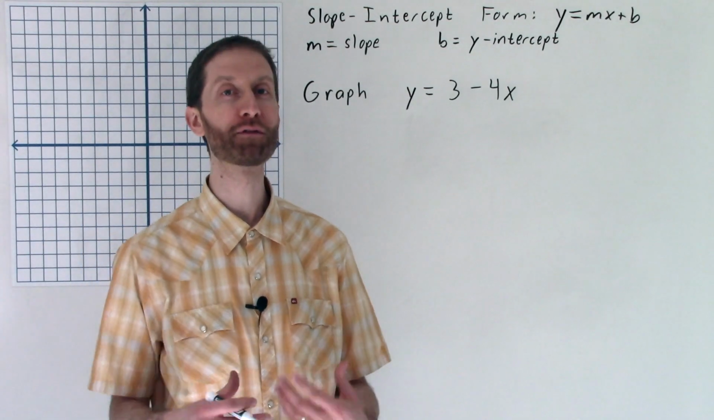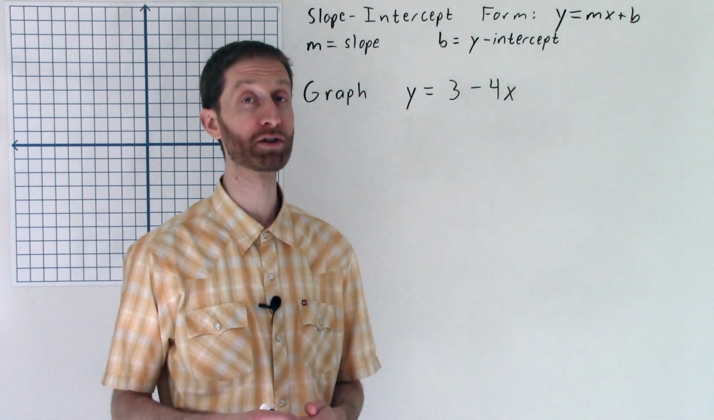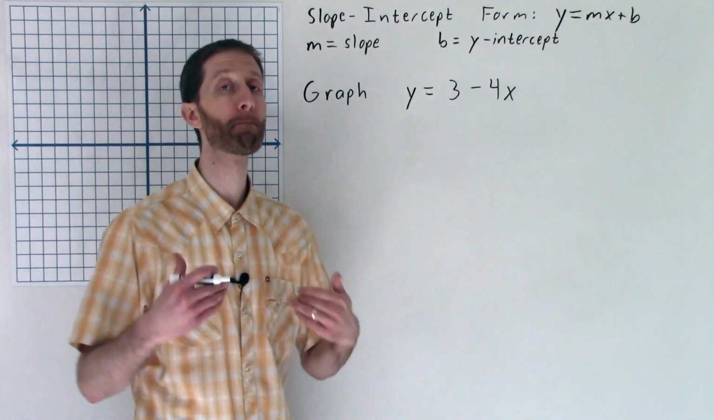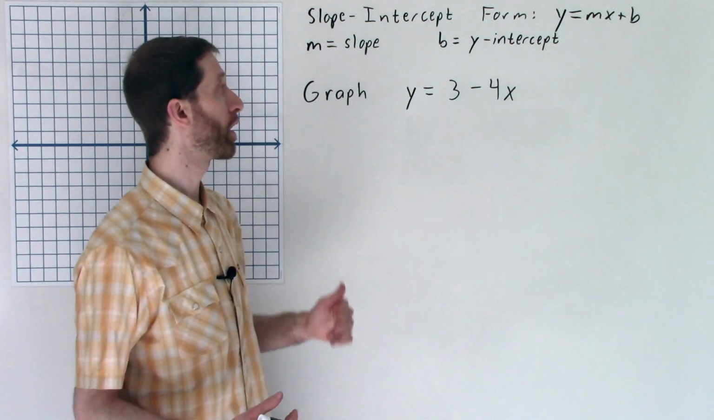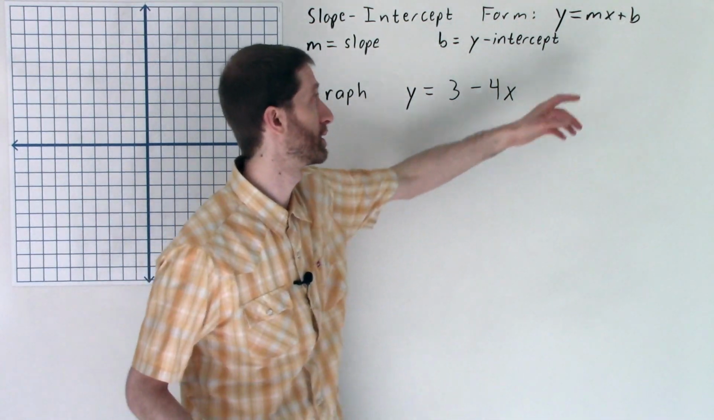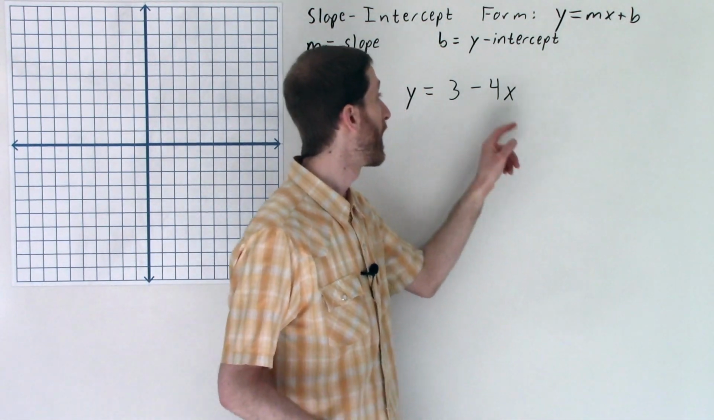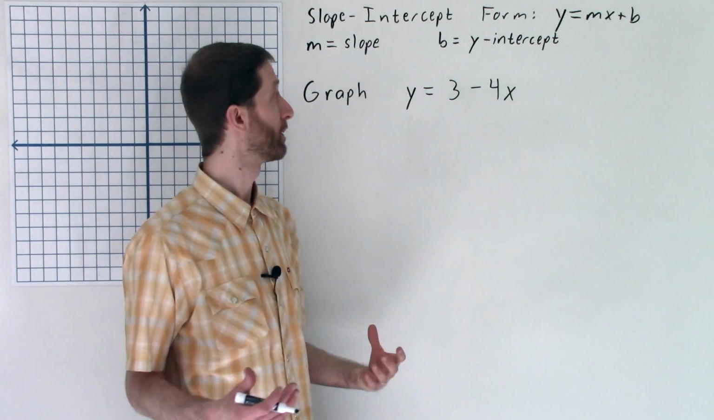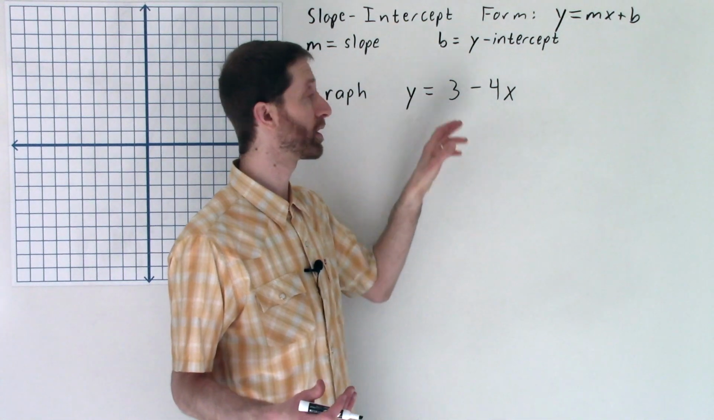Here we are in the 4th and final problem of graphing slope-intercept form. I've given you this problem. It says graph y equals 3 minus 4x. This is one where students often make the error and they look at it and say, oh, so my slope is 3 because it comes first from left to right, and my y-intercept is -4. And I'm like, what are you talking about? The slope is -4 and the y-intercept is 3.